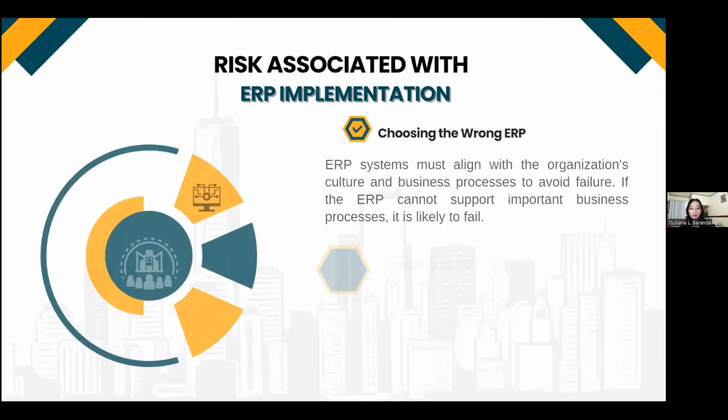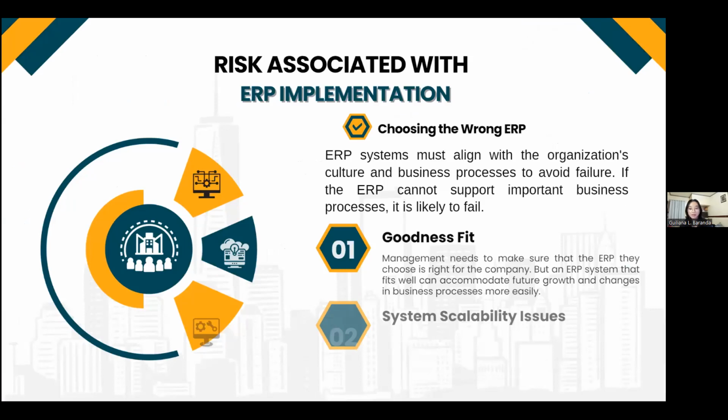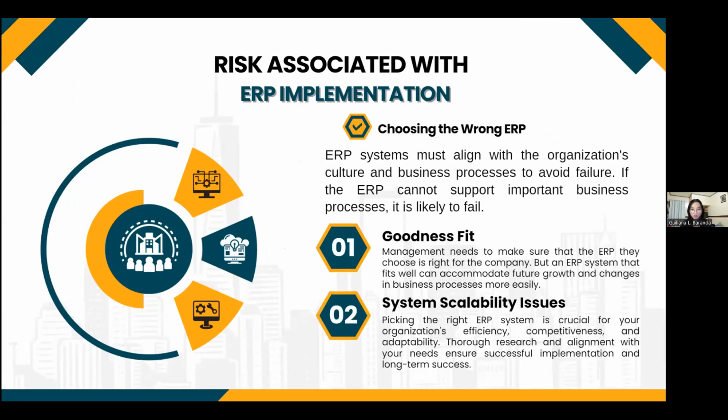So, choosing the wrong ERP. ERP systems must align with the organization's culture and business processes to avoid failure. If the ERP cannot support important business processes, it is likely to fail. Goodness of fit: management needs to make sure that the ERP they choose is right for the company. However, no single ERP system can solve all the problems of all organizations. But an ERP system that fits well can accommodate future growth and changes in business processes more easily.